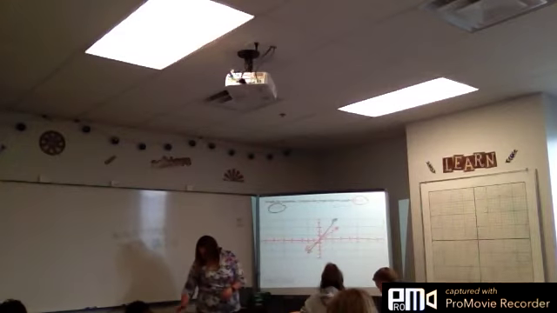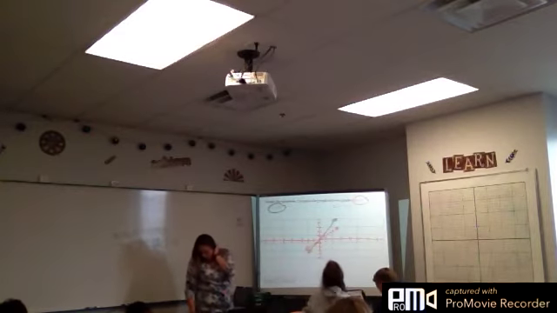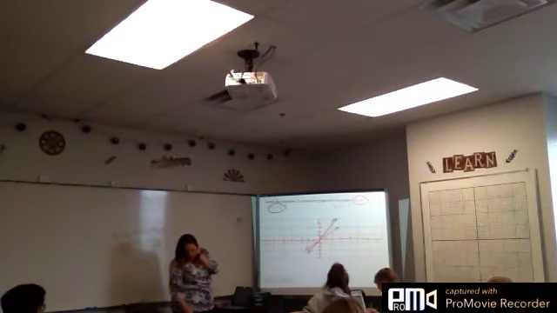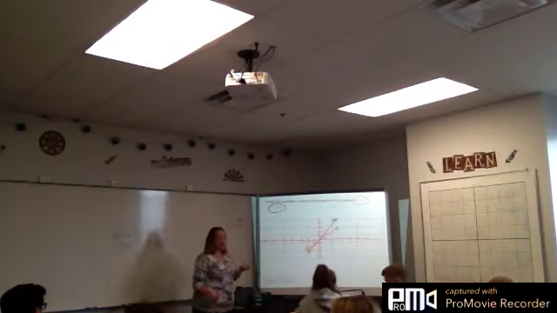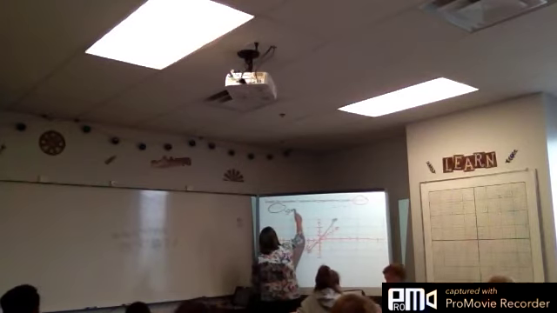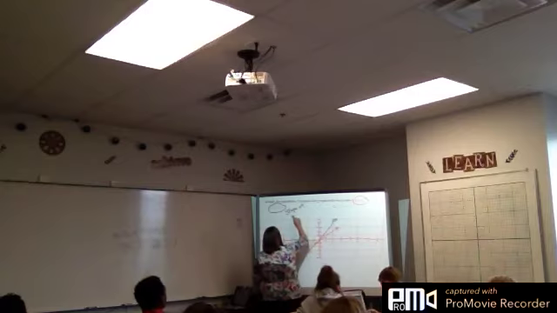Okay. In your book, it says, the graphs of y equals 2x and y equals x both have y-intercepts of 0, but the graph of y equals 2x has a slope of 2 instead of 1. Okay? So this is a slope of 2 instead of 1.